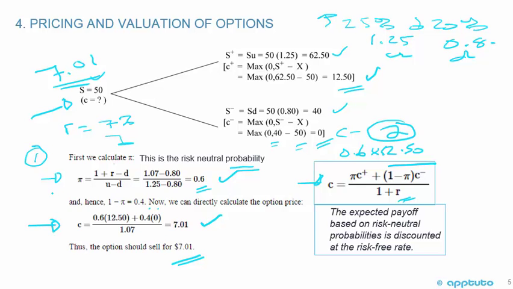Step 1, you need to calculate the risk neutral probability. Step 2, you have to use the formula to calculate the price of the call, okay? So the expected payoff is based on risk neutral probabilities. The expected payoff based on risk neutral probabilities is discounted at the risk-free rate. That's what's happening here, okay?